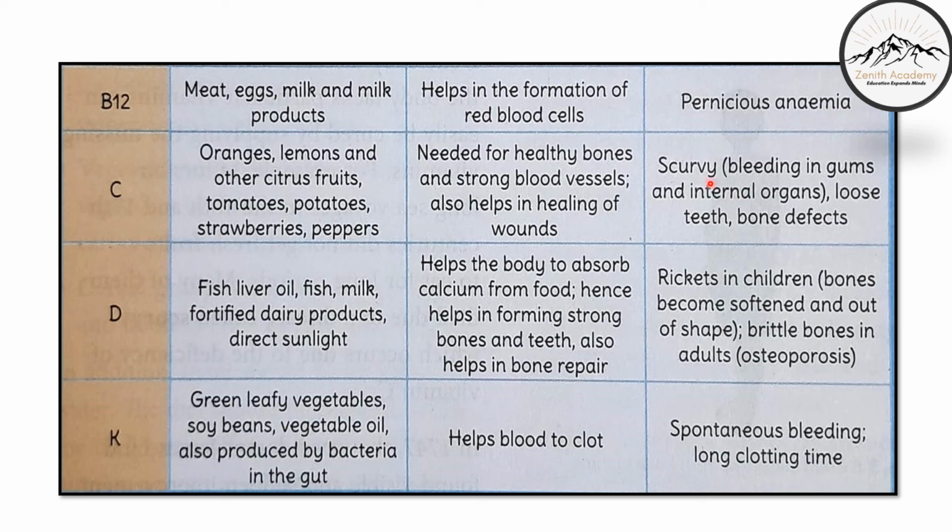Deficiency of vitamin C causes scurvy. We have just studied about scurvy. There is bleeding in gums and internal organs, the person loses teeth, and bone defects are also seen. Deficiency of vitamin D causes rickets in children. Now what is rickets? The bone becomes softened and out of shape, and it becomes brittle as well. So in children the bone softens, which causes rickets. In adults it causes osteoporosis, that is bones becoming brittle and breaking easily.